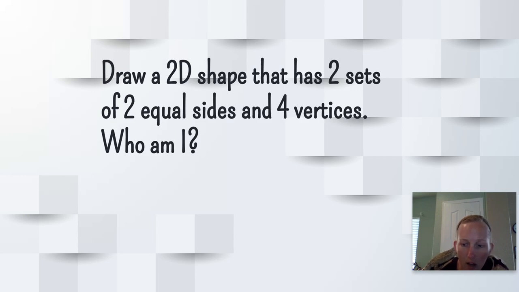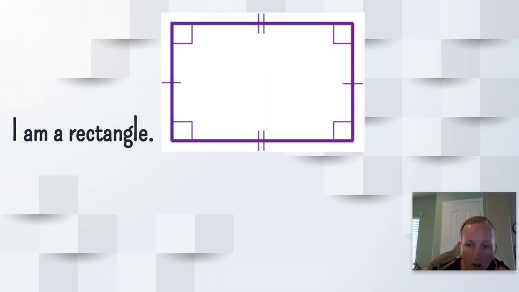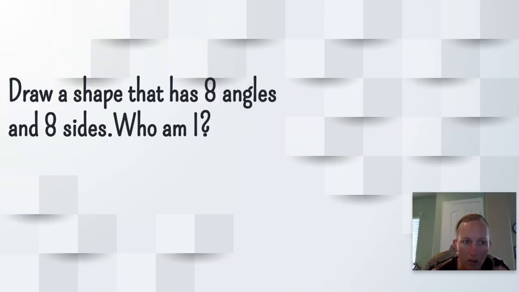Okay. So that one is a rectangle. So it's got 2 sets, meaning 2 groups of 2 equal sides. So on this side is equal to this side, and on this one, the top is equal to the bottom. 2 long sides, 2 short sides, okay? All right, let's try another one.